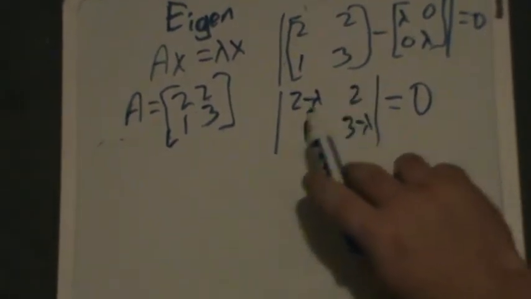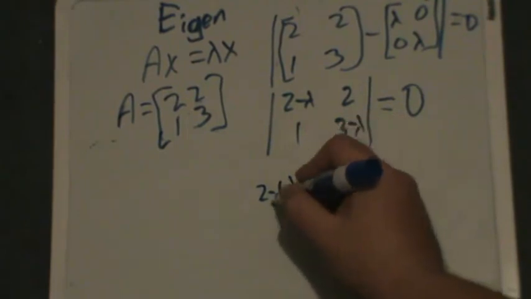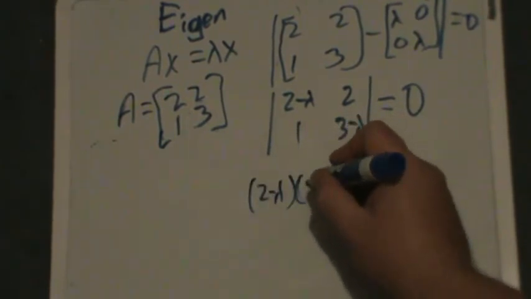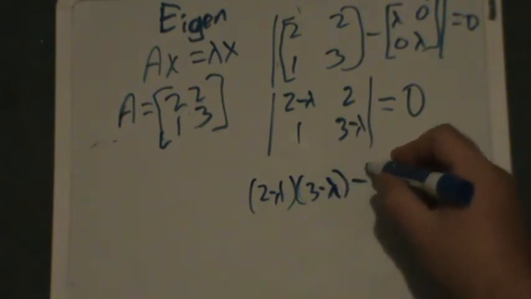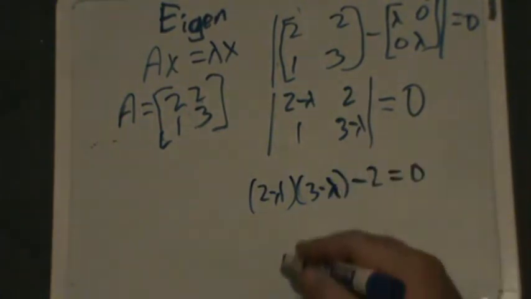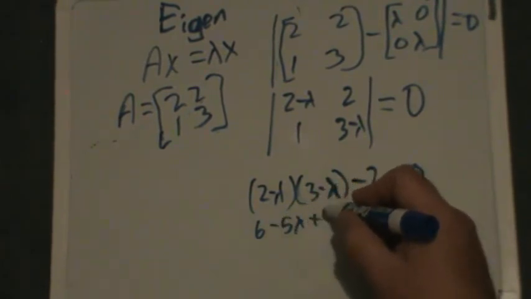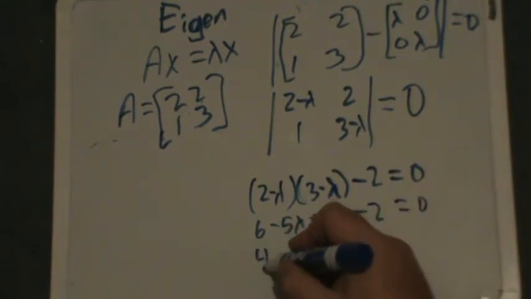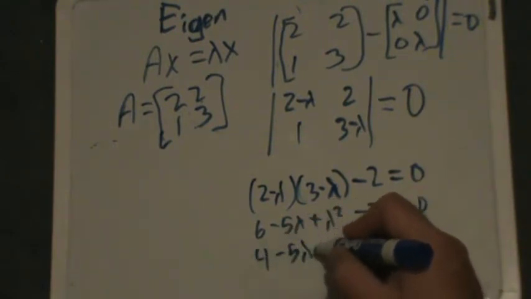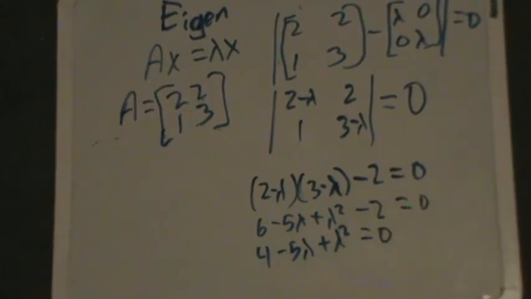And now we do the determinant. This one times this one minus that times that. So I get 2 minus lambda times 3 minus lambda, and then minus 2 equals 0, which gives me 6 minus 5 lambda plus lambda squared minus 2 equals 0, which is 4 minus 5 lambda plus lambda squared equals 0.